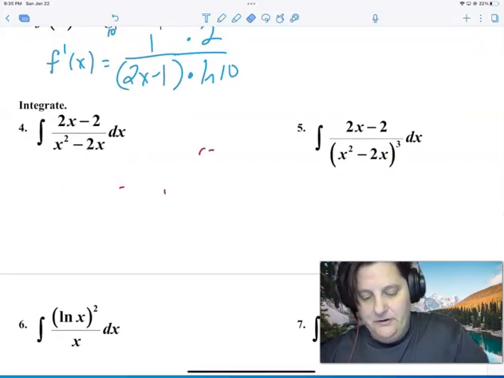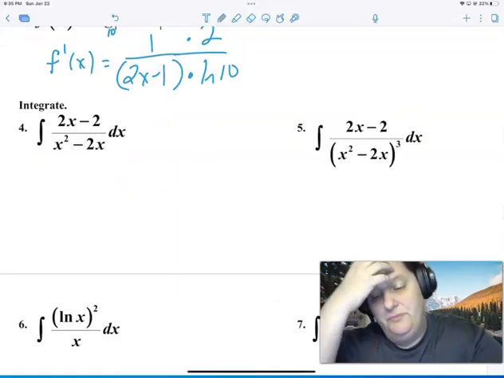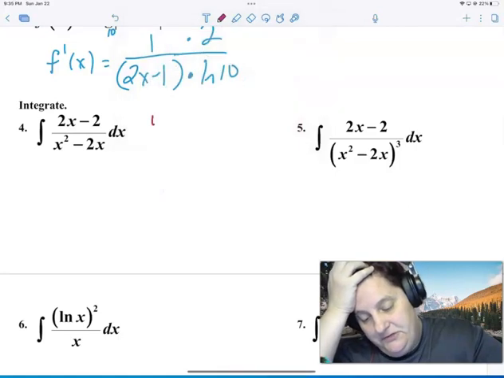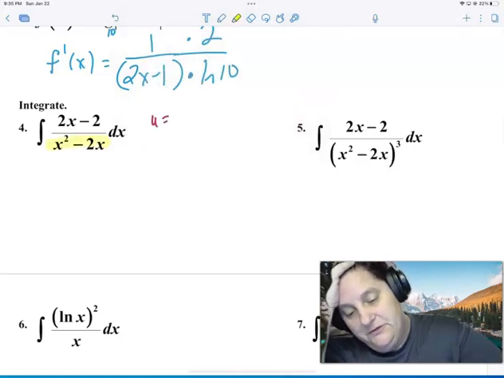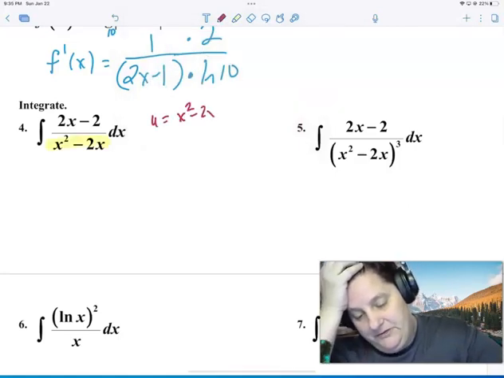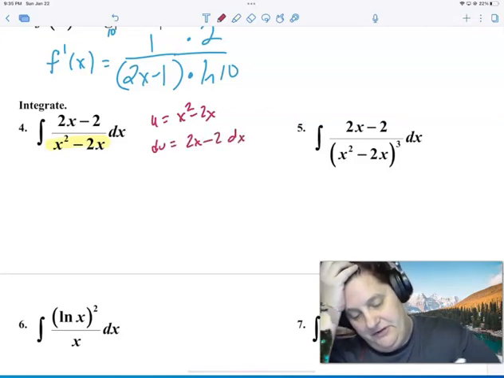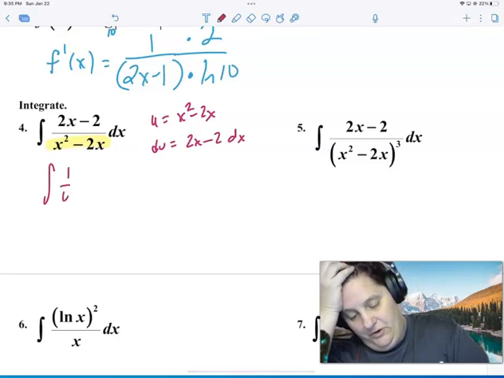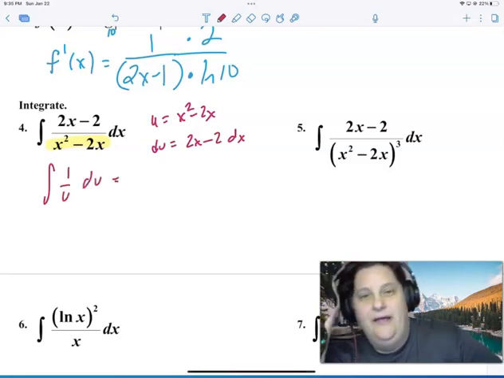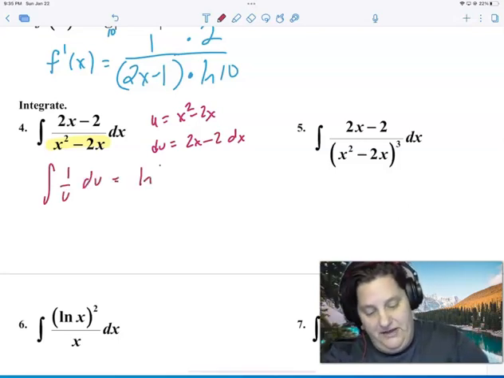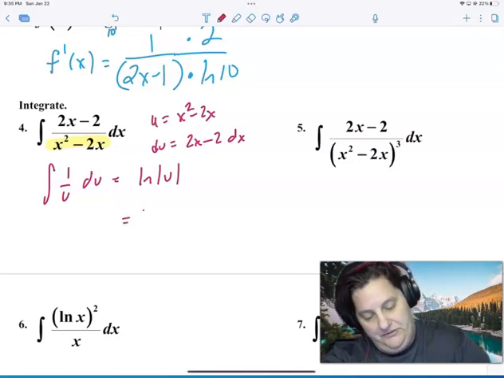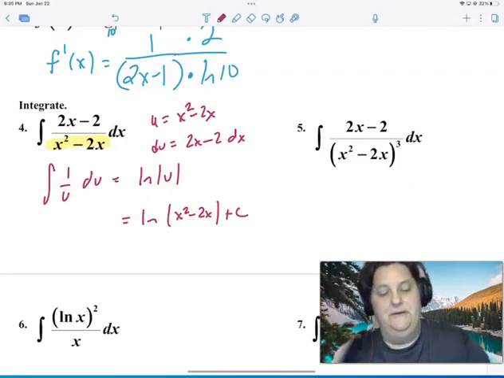Let's get over here. Erase. Okay. Cool. These are both u sub questions, guys. This one, u is x squared minus 2x. du is 2x minus 2 dx. So this turns into 1 over u du. And that one we know, 1 over u is ln u. So my answer is ln of x squared minus 2x plus c.